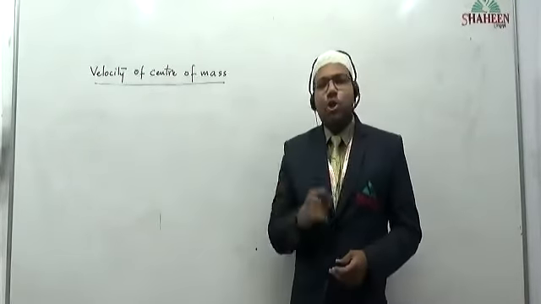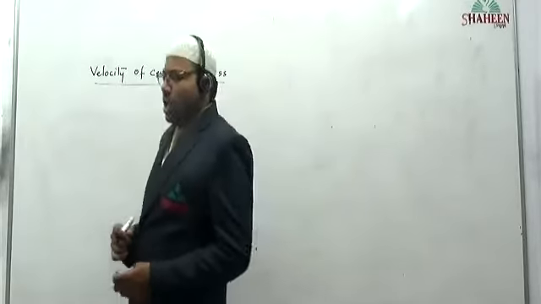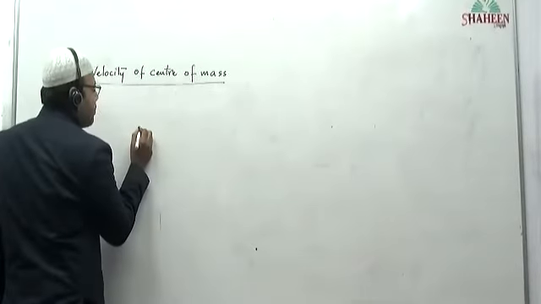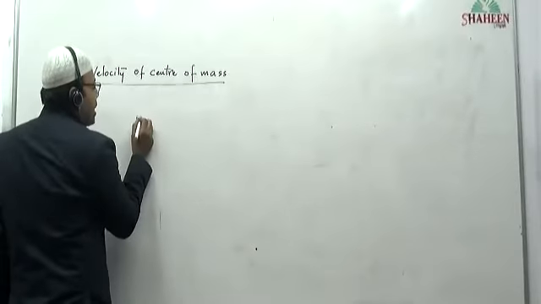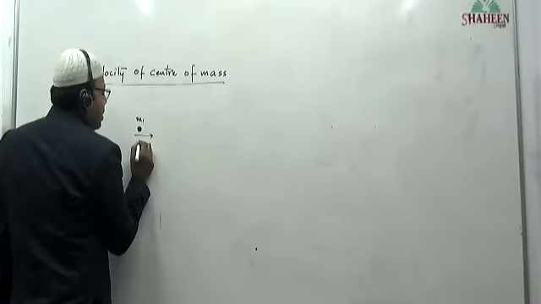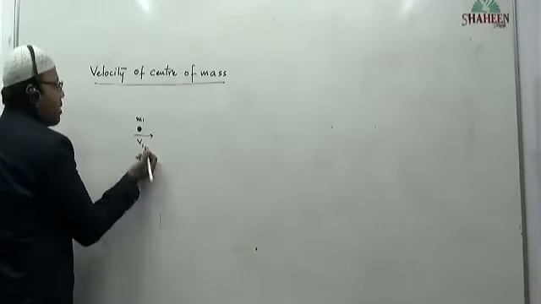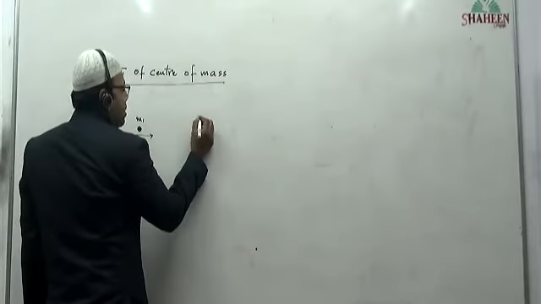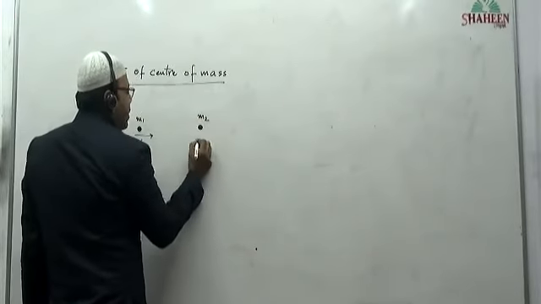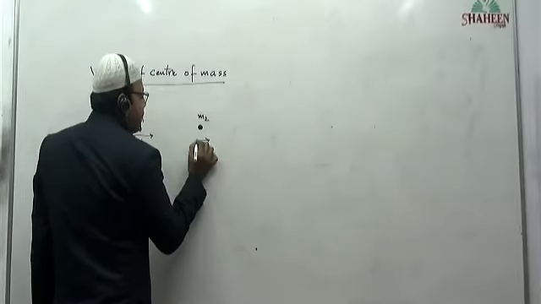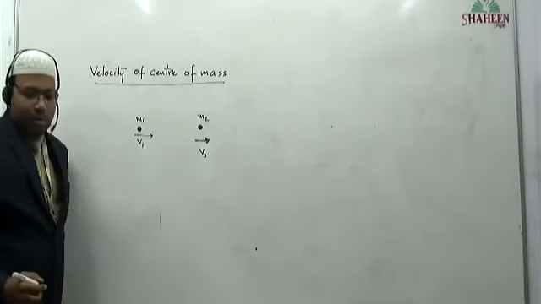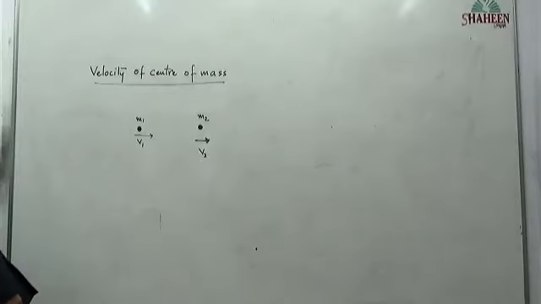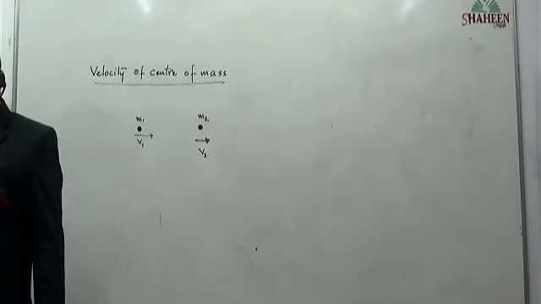Yesterday we have seen the positions of the center of mass. Suppose we are having one particle of mass m1, moving with some velocity v1. Another particle is there of mass m2, moving with the velocity v2.